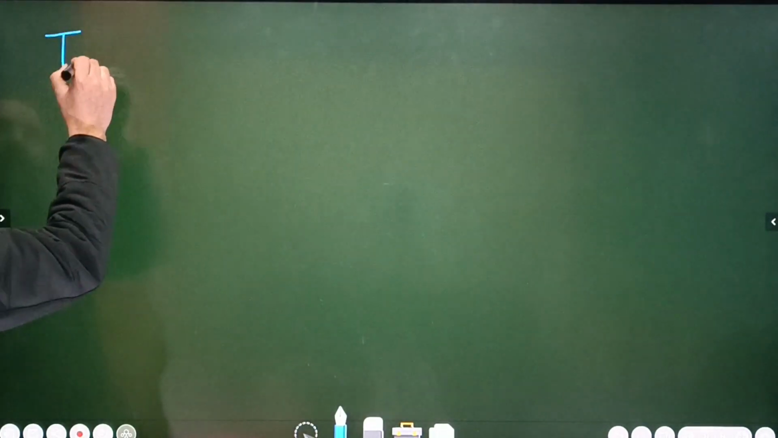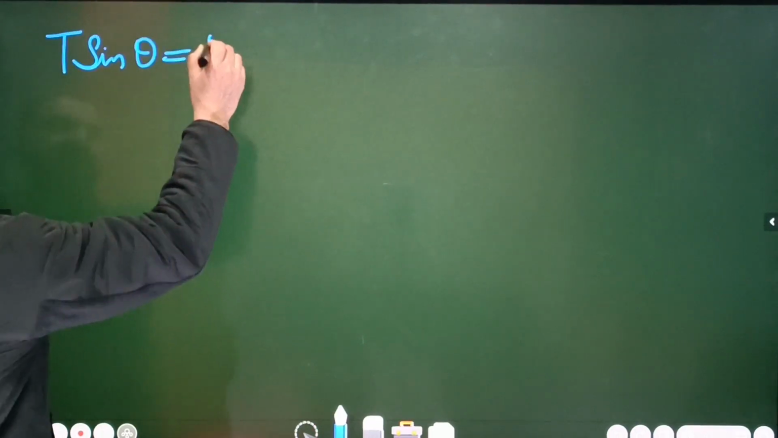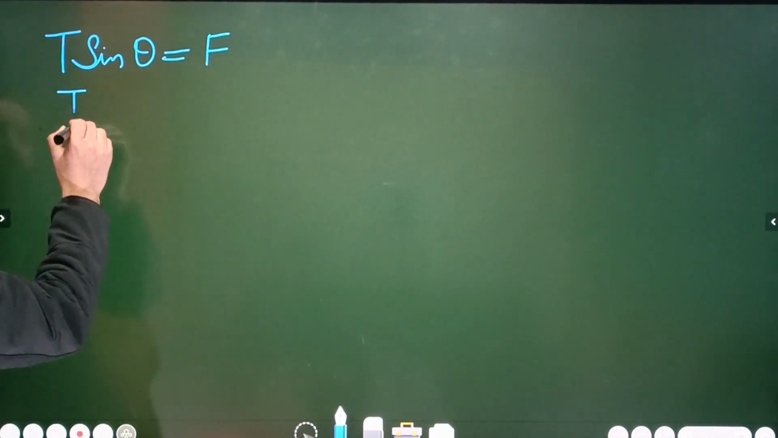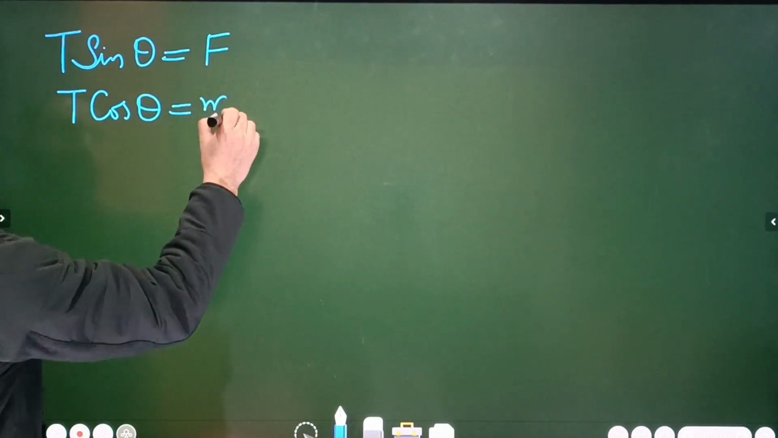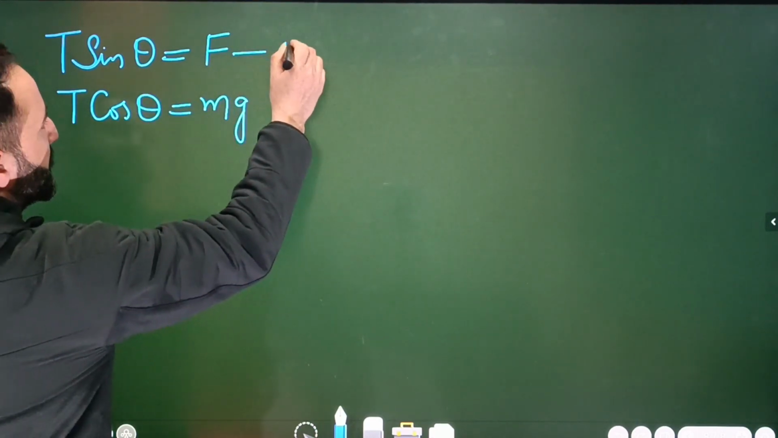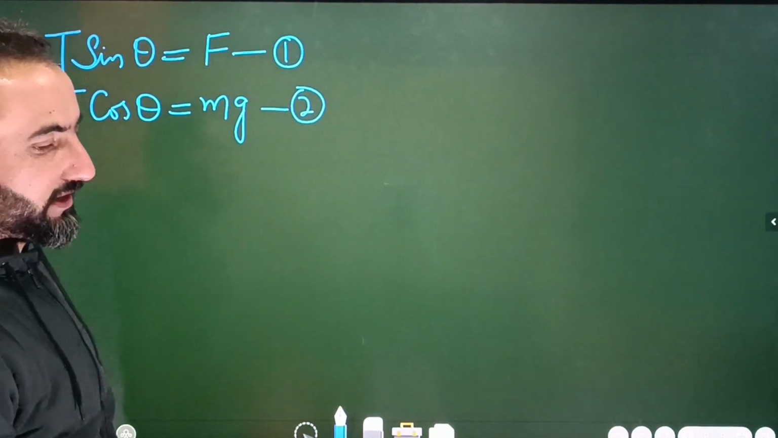So one equation what we have is this. T sin theta किसके बराबर है बेटा? T sin theta it is equal to F. ठीक है ना बेटा? Then T cos theta बोलो बेटा किसके बराबर है बेटा? That's equal to M multiplied by G. ठीक है ना बेटा? This is our equation number first. And this is our equation number second. I am sure यहाँ तक अच्छी तरह से आपको समझ में आया होगा.